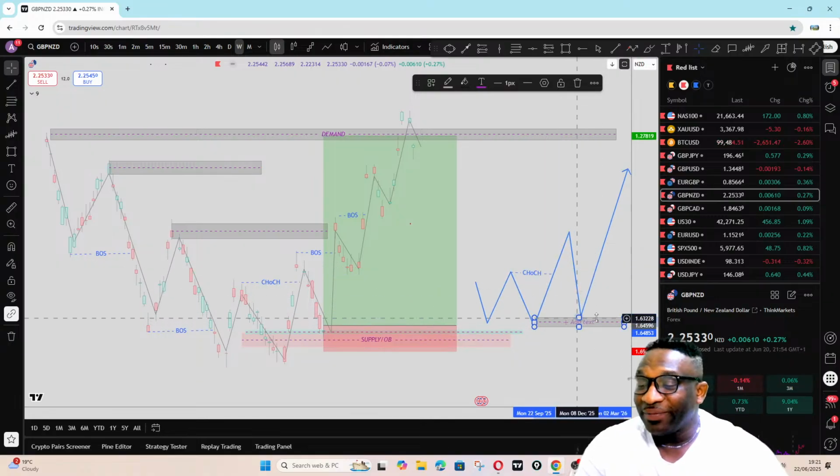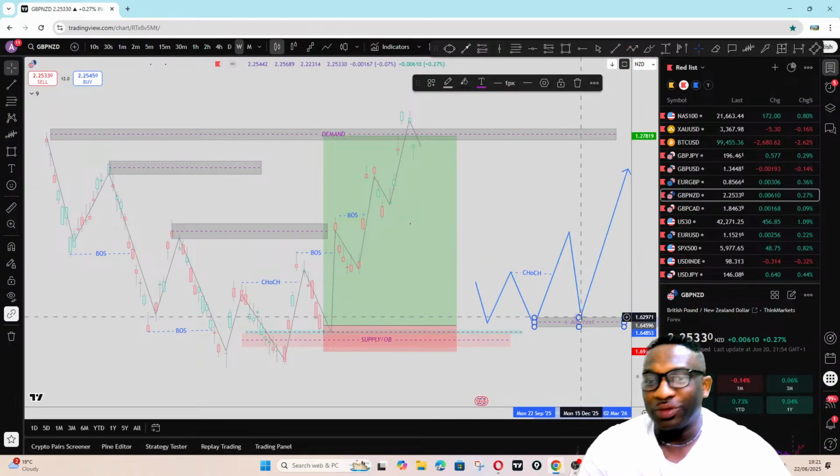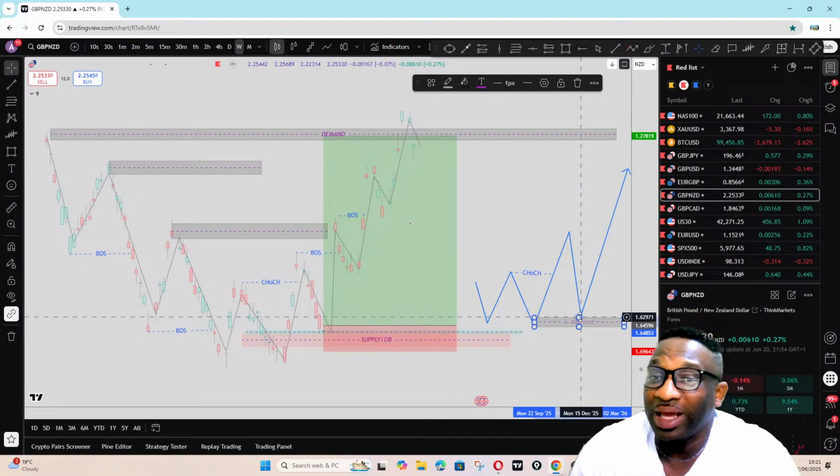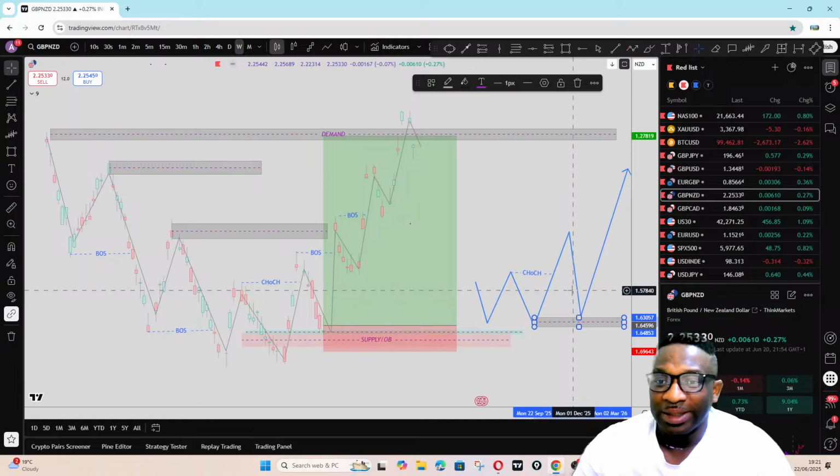If you don't have this scenario, you stay away. You don't have to be taking a trade every time, every move. You have to plan your trade and then you take your trade from there.